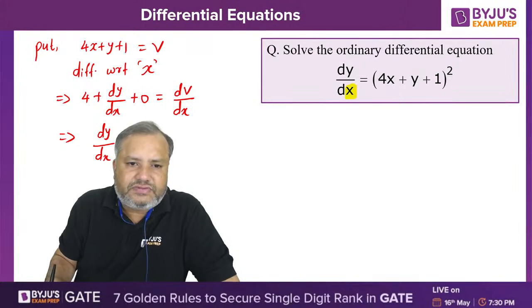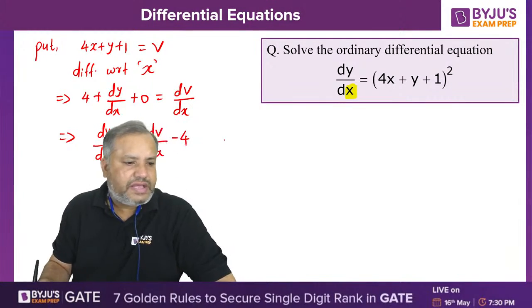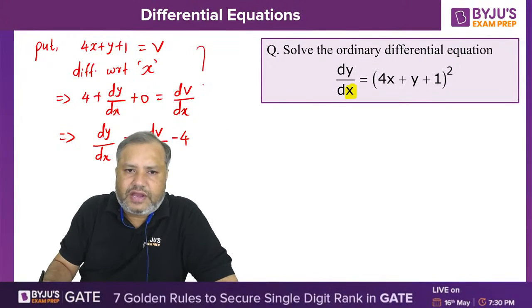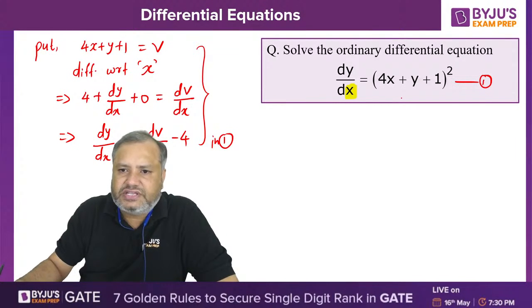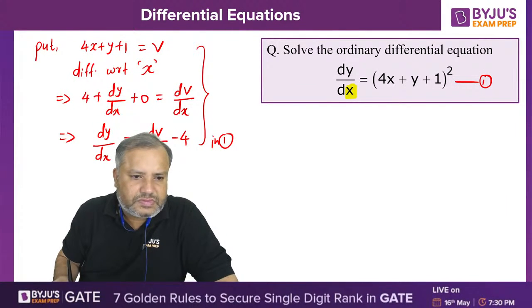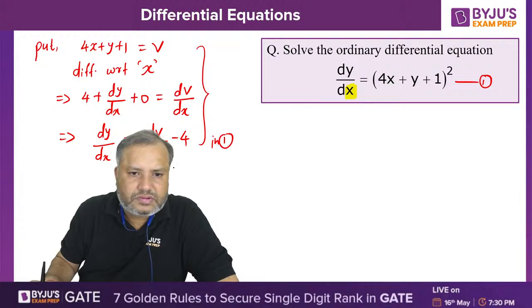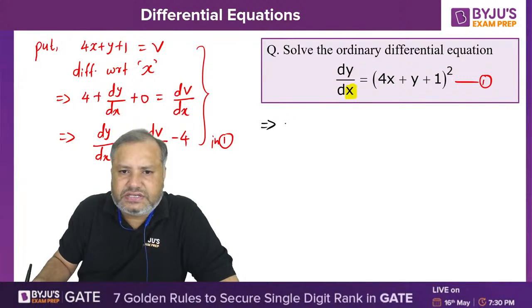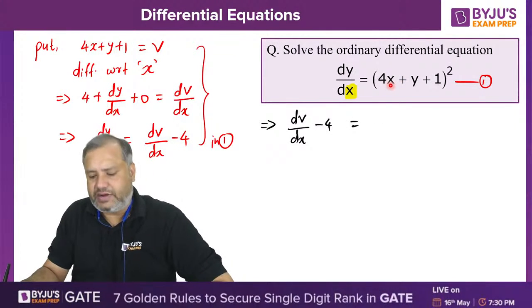So dy by dx will be dv by dx minus 4. So substitute this value in the given equation. Let us say this given equation is equation 1. So this dy by dx is dv by dx minus 4. And on the right hand side, what about this bracket?